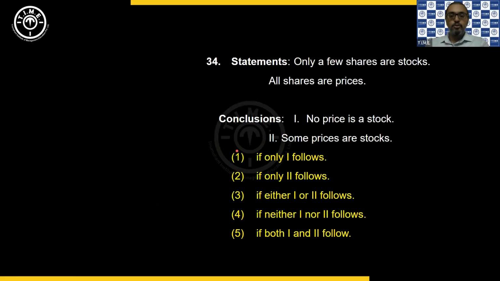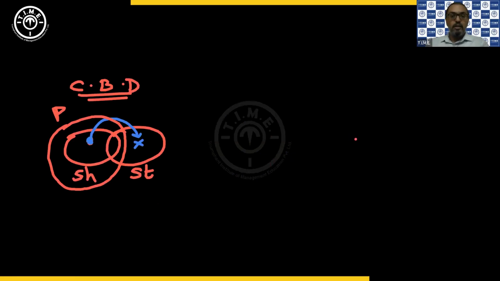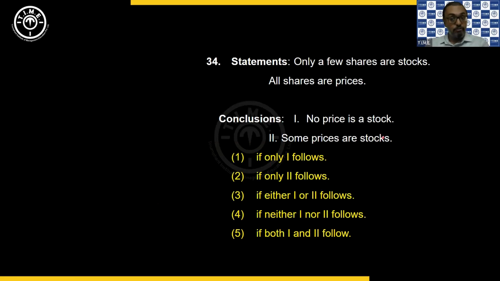Okay. Now let's look into the conclusions. First one says no price is a stock. So how do you check no price is a stock? Price should be separate. Stock should be separate. Do I have P and ST circle separate? No, they are not. So it is a negative conclusion which does not satisfy. So straight away you say does not follow.